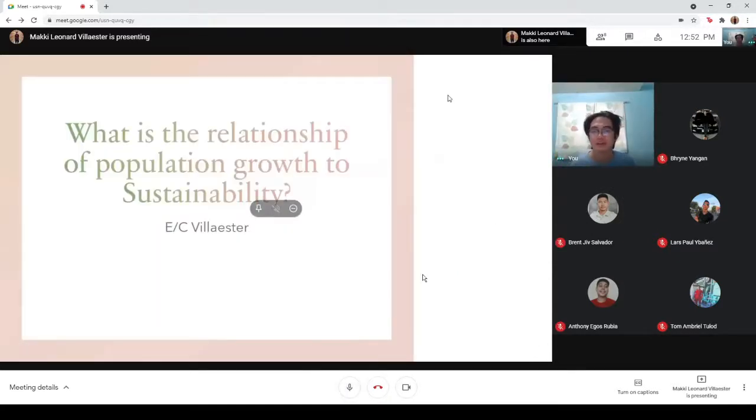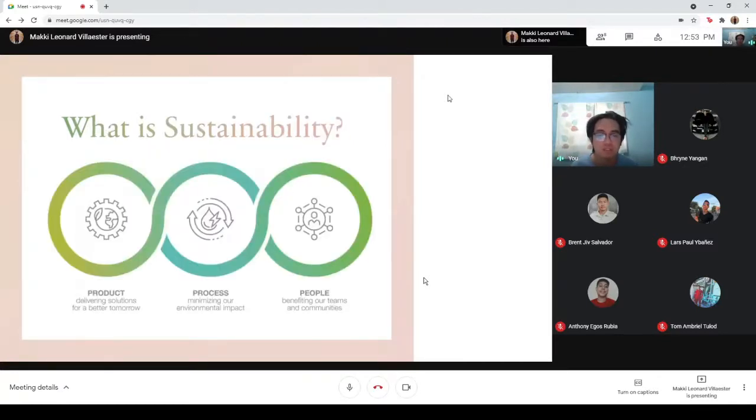So, good day, sir. I am Engine Cadet Villaester, and I'm from Group 5, and I am here to discuss the topic: what is the relationship of population growth to sustainability? So, the first thing is we have to discuss what sustainability is. So, sustainability focuses on meeting the needs of the present without compromising the ability of future generations to meet their needs.